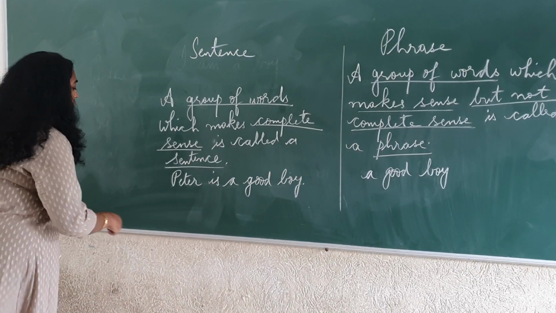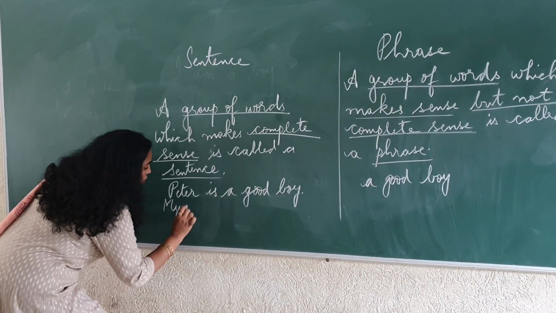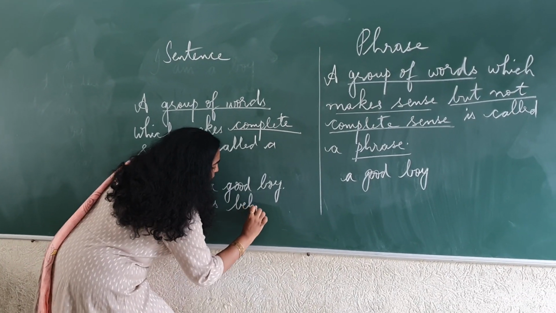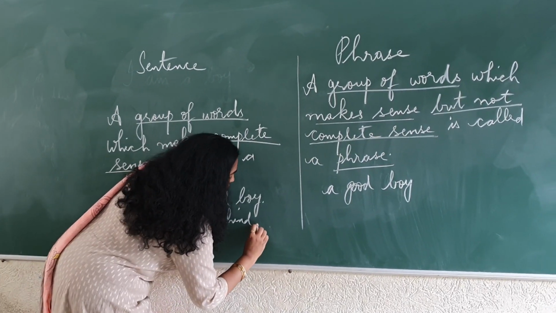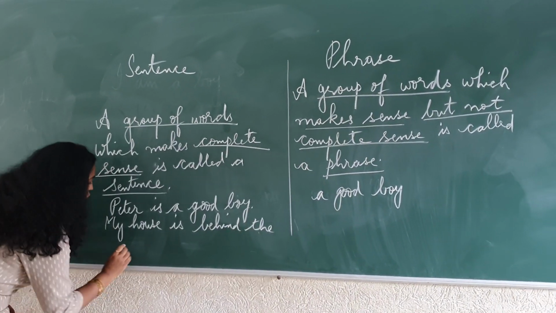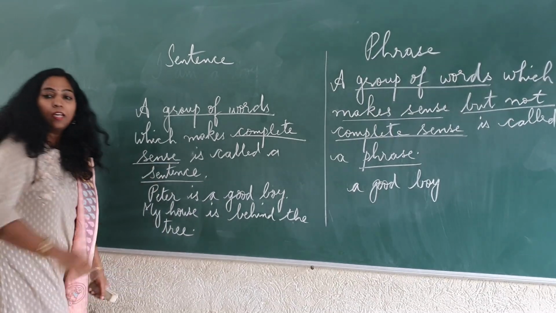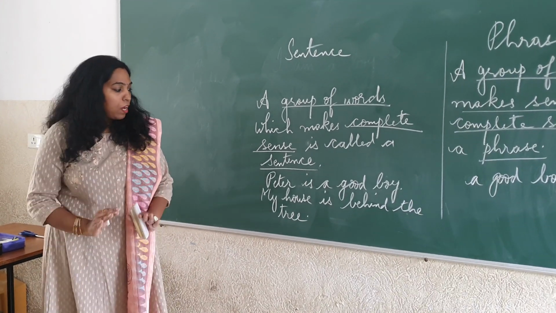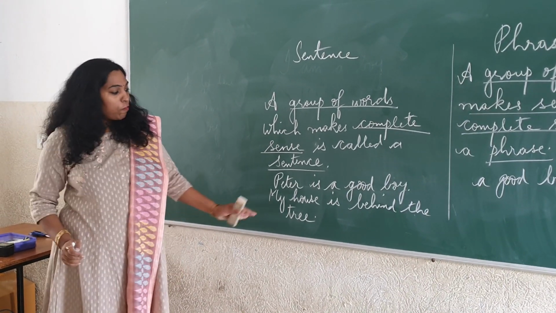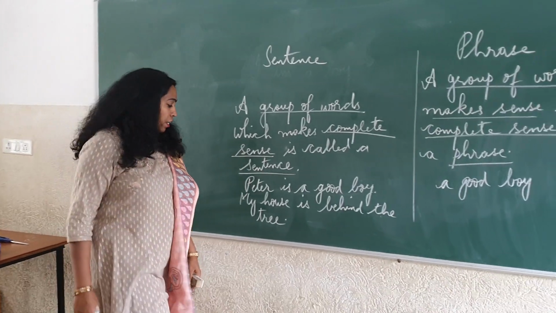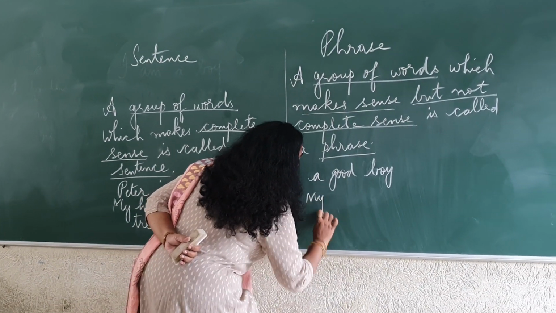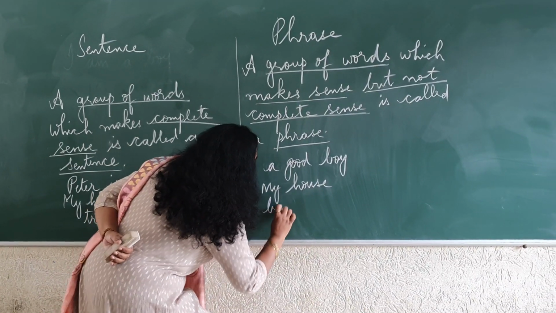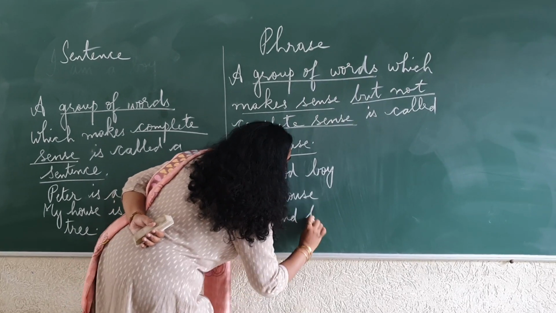Now suppose I say, my house is behind the tree. It makes complete sense. My house is behind the tree. Now if I have to take this as a phrase, I can say "my house," or I can say "behind the tree." Yes, I can say "behind the tree."